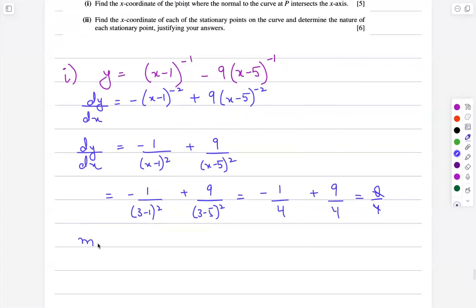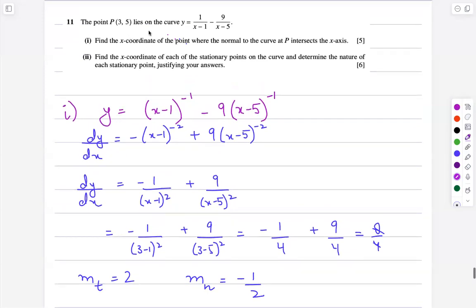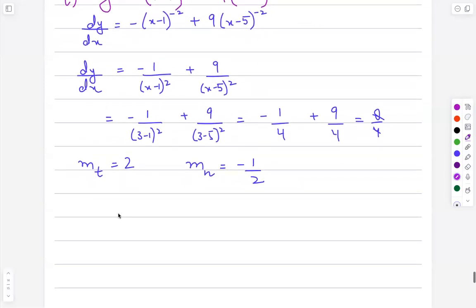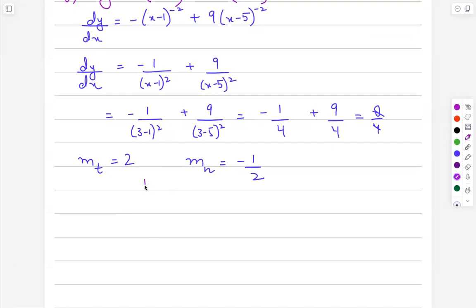So the gradient of the tangent is 2, which means that the gradient of the normal will be the negative reciprocal, which is −1/2. Once we have the gradient, we know that the normal passes through the point P, which is (3, 5). We can now make the equation using y − y1, so y1 is 5, equals m, which is −1/2, times (x − x1), where x1 is 3.